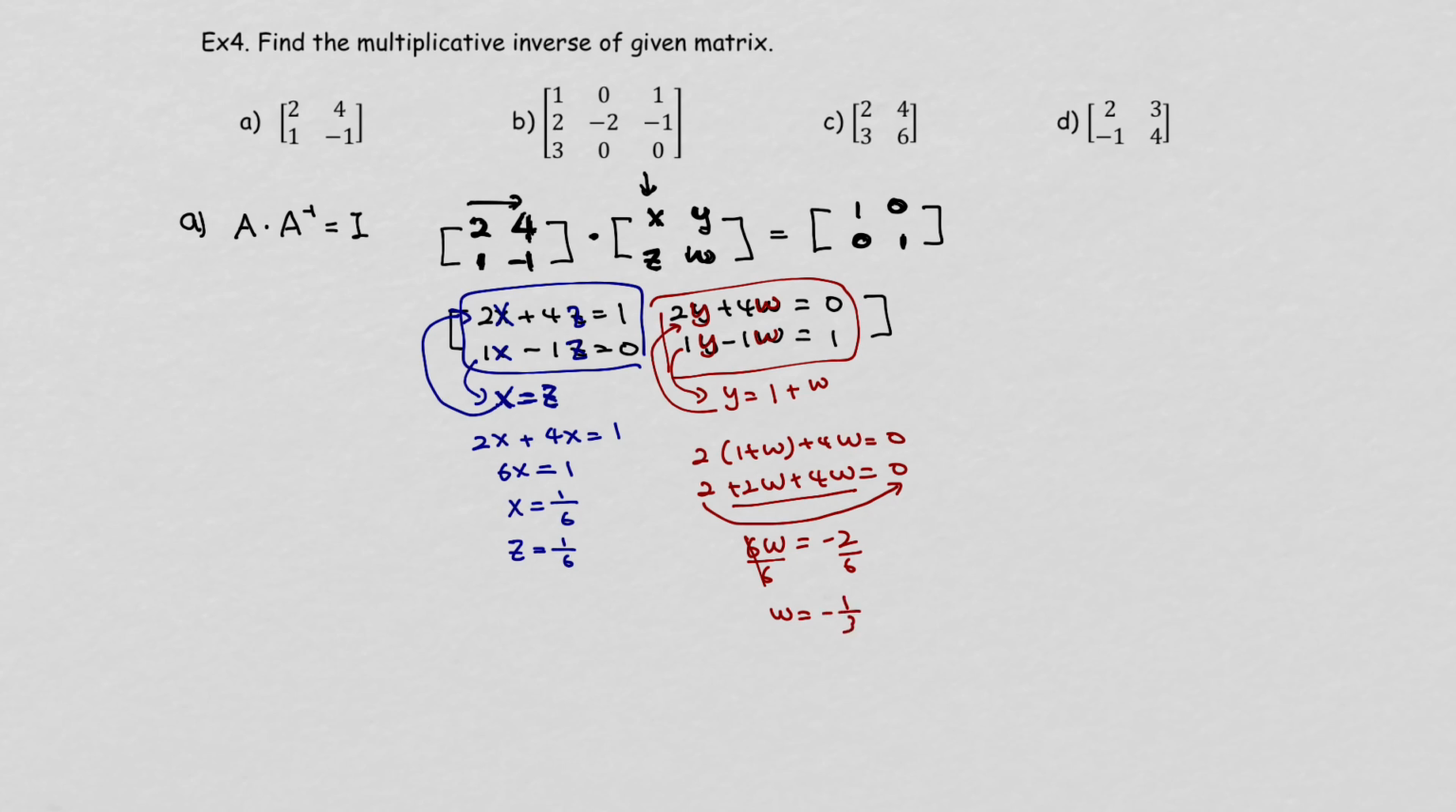And when you're using negative 1/3 to find the y value, this is going to be 3 over 3 minus 1/3, so it will be 2/3 for the y value. So this way, I should be able to find my x is 1 over 6, z is 1 over 6, y is 2/3, w is negative 1/3. So this is one way of doing it.